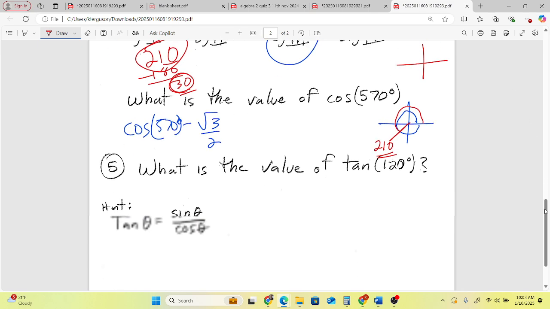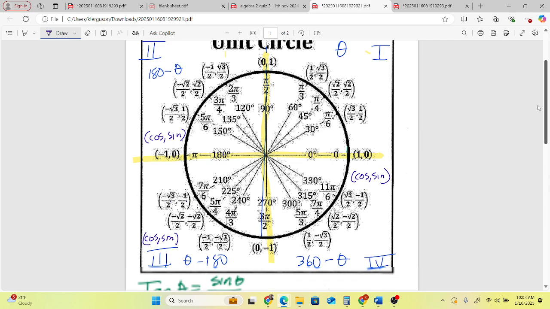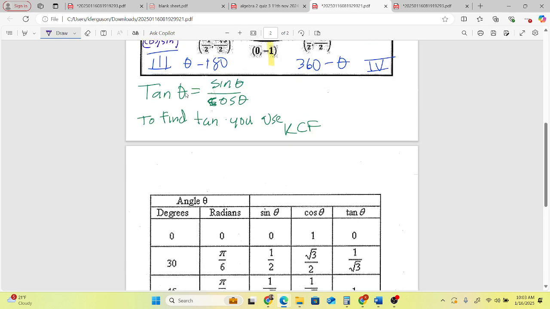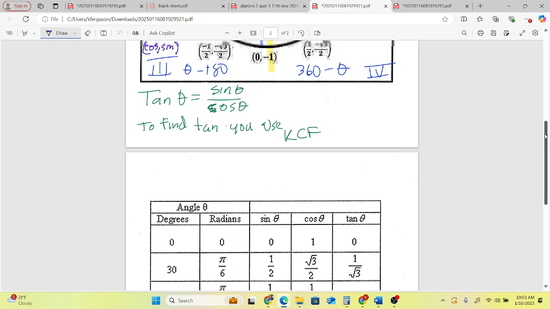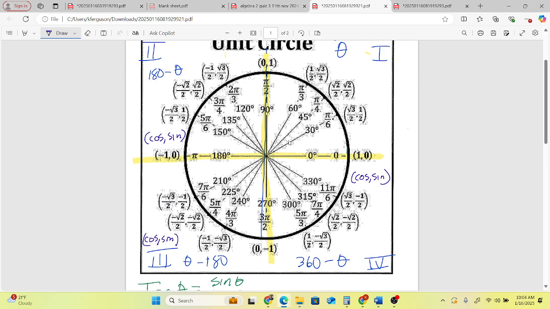All right. And then finally, what is the value of tangent of 120? Well, I got this hint here that you should definitely make sure is on your chart. Tangent of theta equals sine of theta over cosine of theta. So why is that significant? Well, let's look at what we got. We said we were doing tangent of 120. So if you look at your chart, there is no tangent of 120, right? There's no tangent. There's cosine and sine according to this.